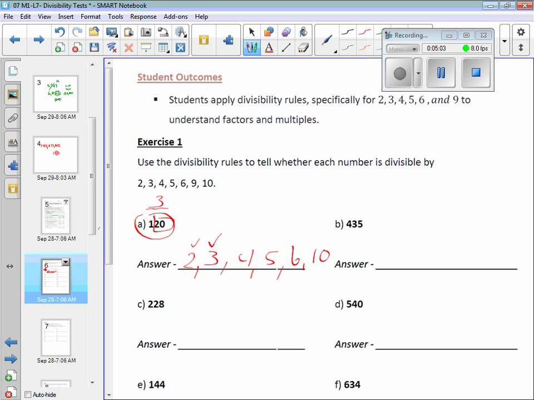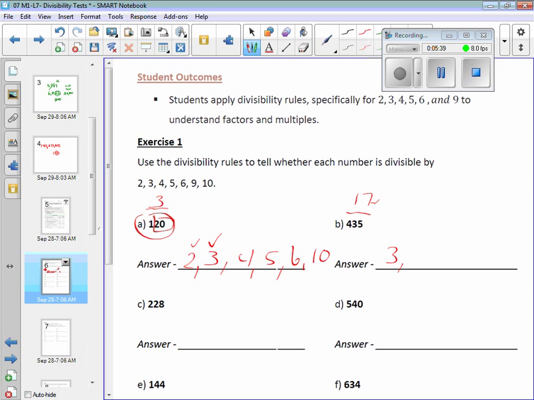Let's do one more together. 435. Yes or no for 2? No. Why not? Mikey? It's an odd number. It's an odd number, so no. What about 3? Ange? Why? If you add up those 3 digits, it adds up to 12. 3 goes into 12. 3 will work.